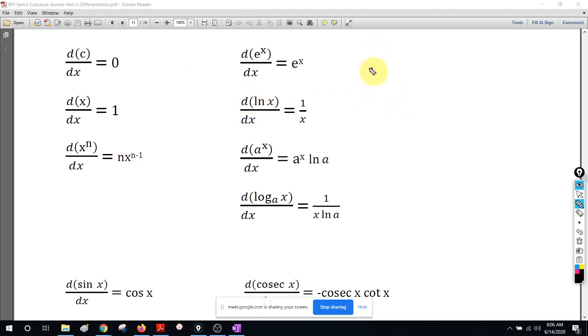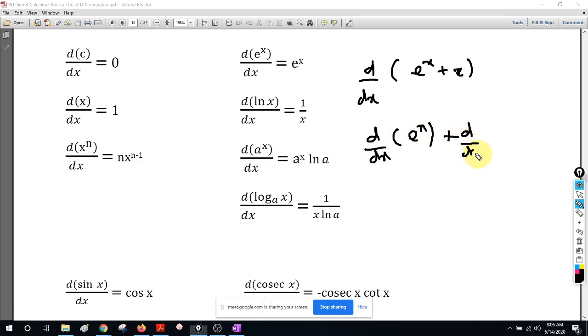So let's take something like this: d by dx of e^x plus x, right? Now I know d by dx of e^x is e^x. I know d by dx of x is 1. Now I know the summation rule, therefore I can do it like this: d by dx of e^x plus d by dx of x. And d by dx of e^x is e^x, plus d by dx of x is 1. The answer is e^x plus 1. So likewise you can do. This is the easy part, right? The only thing is you just have to remember these things.